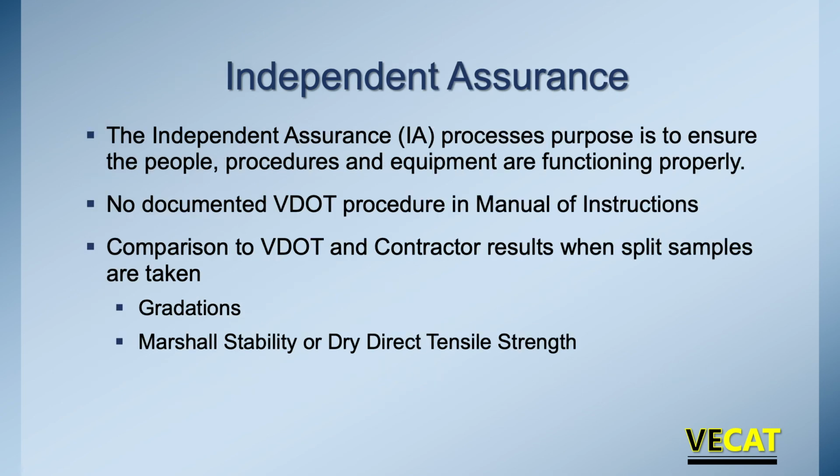The independent assurance program, this is growing. This hasn't been completely documented for the fact that as this technology and these processes evolve, so does the IA. So again, we're checking the people that are doing the acceptance testing, but things that can be done is checking gradations. You know, what type of gradation? When we do a split sample, do we get the similar type of results? Grab samples and do Marshall stability or tensile strengths. Do we get similar results?